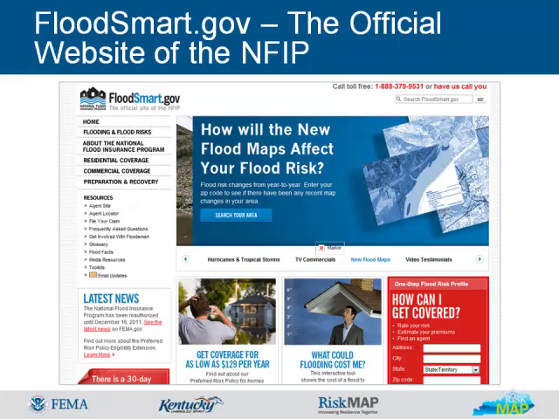FloodSmart.gov is the official site of the National Flood Insurance Program. This site provides further information regarding flooding and flood risks, the NFIP, residential coverage, commercial coverage, preparation and recovery. Additional resources available at FloodSmart.gov include an agent site, an agent locator, file your claim, frequently asked questions, get involved with FloodSmart, a glossary, flood facts, media resources, and toolkits.